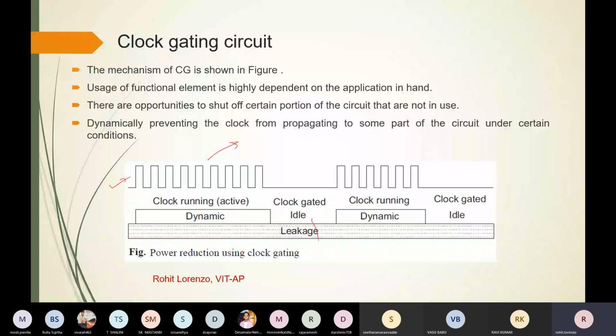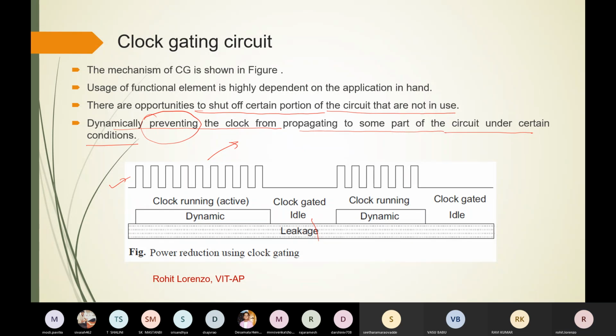The mechanism here, the usage of functional element, we will come to it. So clock gating is what? It will shut off the certain portion of the circuit that is not in use, dynamically preventing the clock from propagating to some part of the circuit under certain conditions. So what I want to say is, we are preventing the clock to blocks that are not in use. So how can we do this?